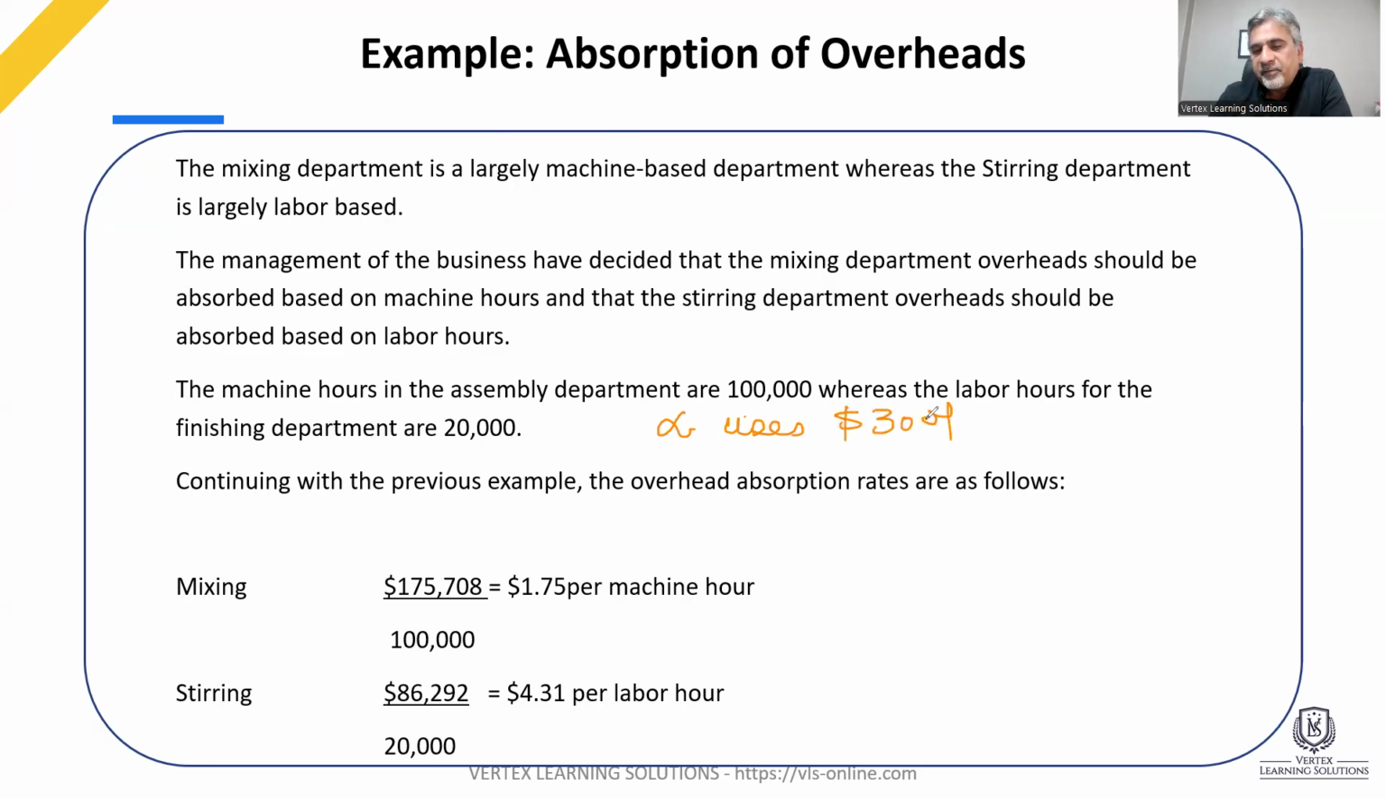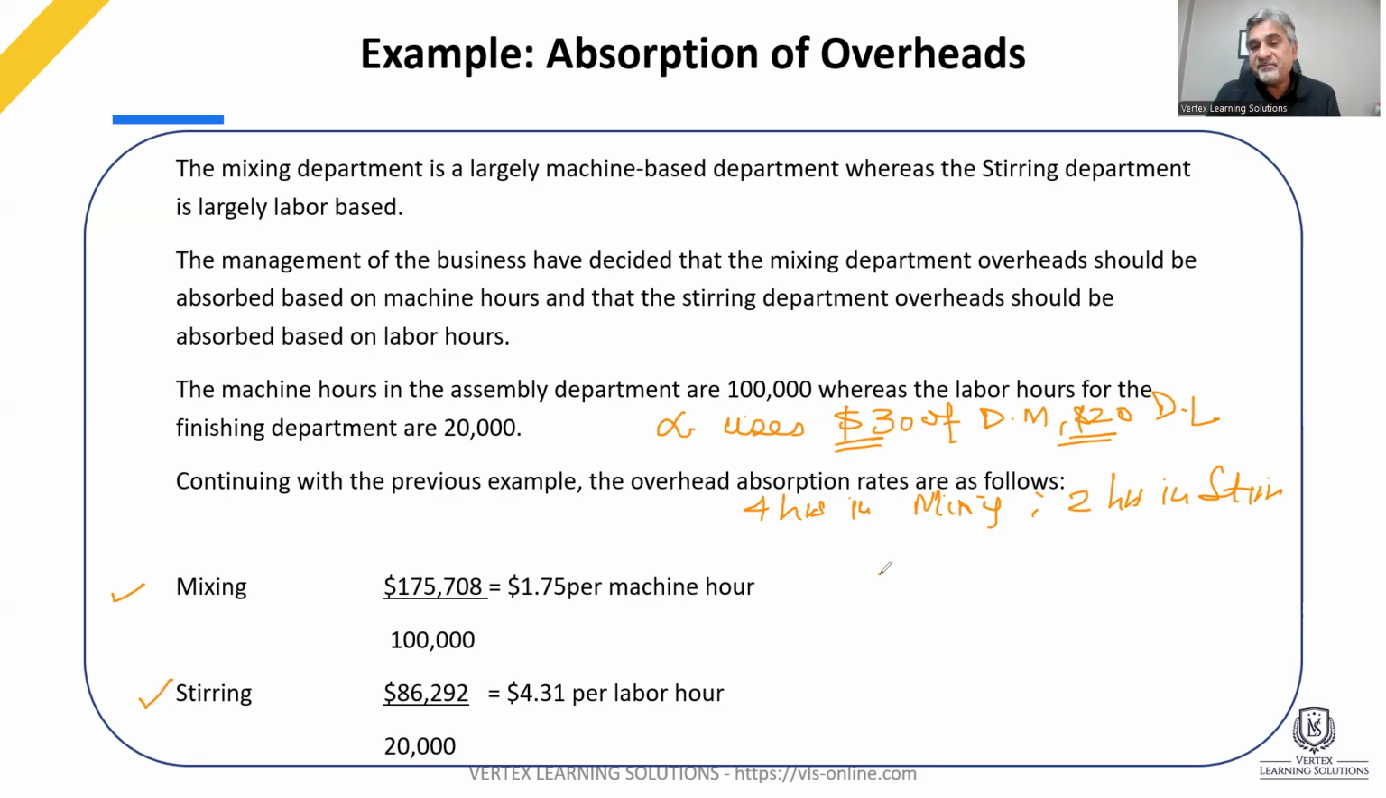$30 of direct material, $20 of direct labor, 4 hours in the mixing department, and 2 hours in the stirring department. So this is a product which you make, Alpha. For Alpha, your material cost is $30, your labor cost is $20. But then Alpha has to go through the process of mixing, and Alpha also has to go through the process of stirring. And then I ask you, what is the total cost of making 1 unit of Alpha?